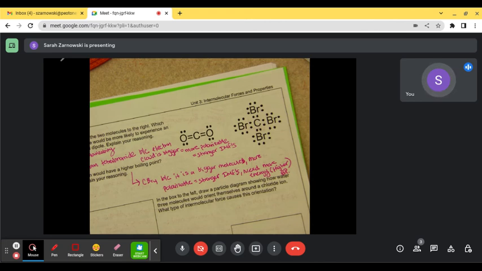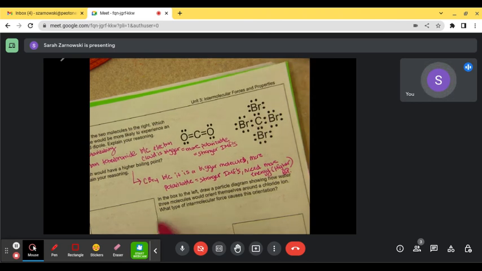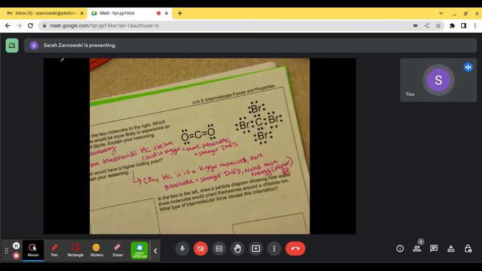Now we are going to talk kind of about ions here. Again, we're going to do a lot of examples, like I said, on Thursday and Friday, and it's usually the same wording each time, so it's not too bad. So it says, in the box to the left, draw a particle diagram showing how water, 3 molecules, would orient themselves around a chloride ion, and what type of intermolecular forces cause this orientation.